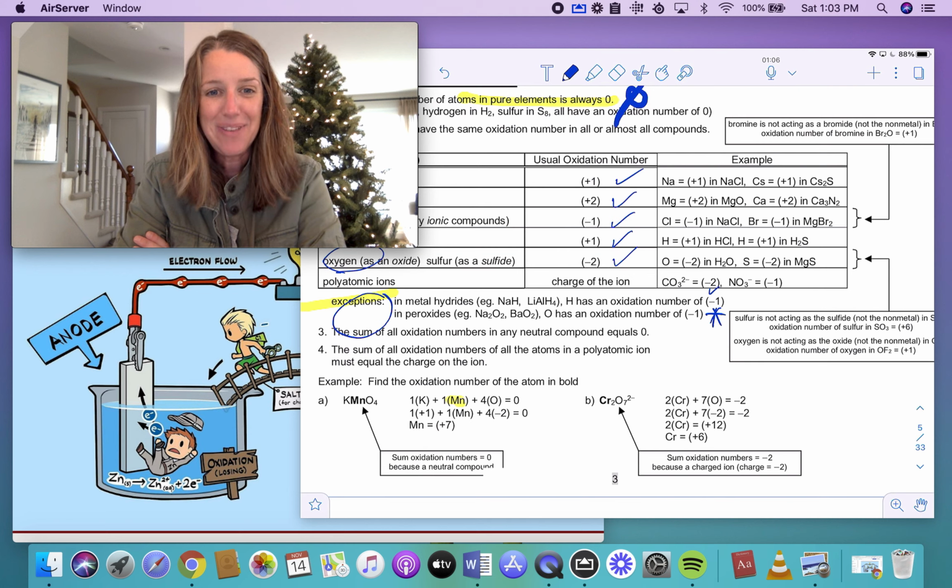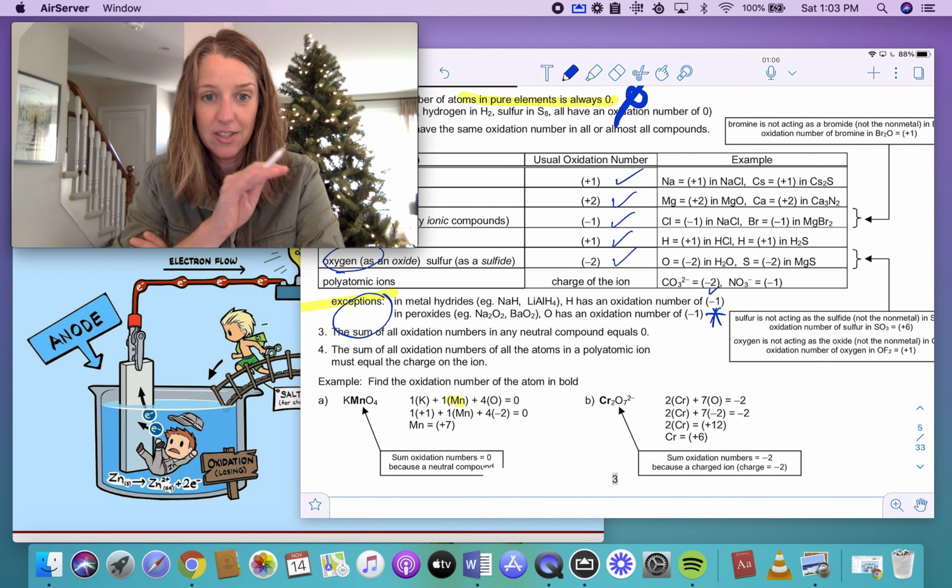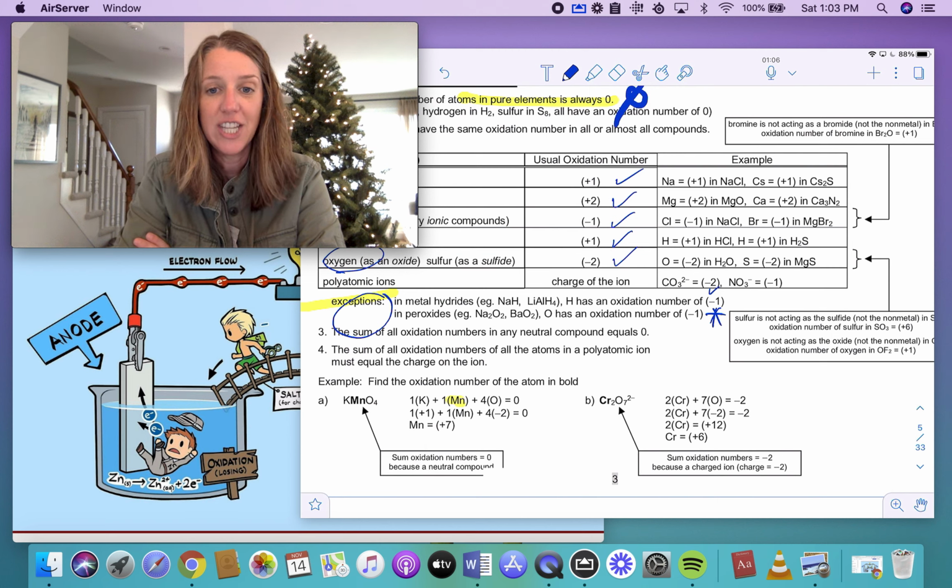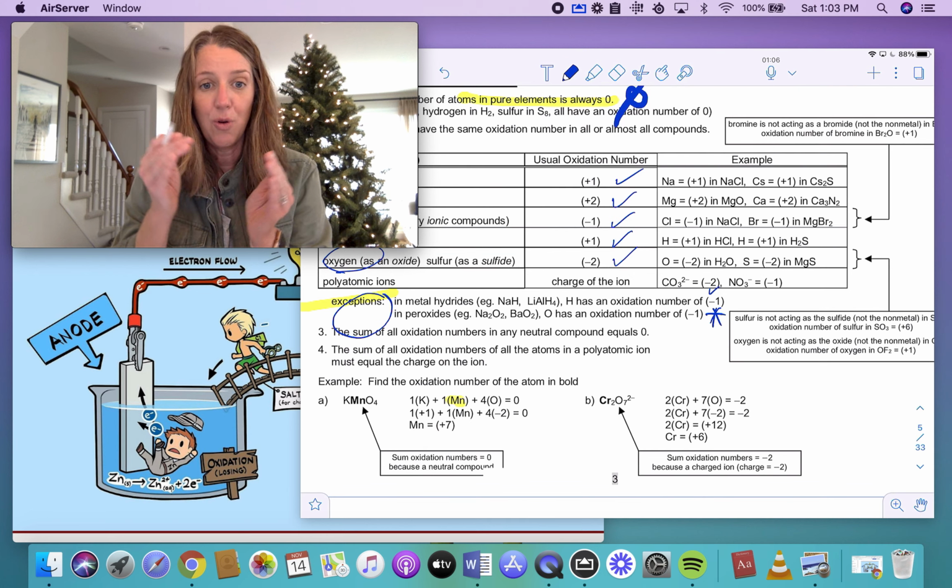Okay, number 3, the sum of all the oxidation numbers in a neutral compound equals 0. However, the sum of all oxidation numbers of all the atoms in a polyatomic ion is obviously going to be equal to the charge of the polyatomic ion. So that group of atoms has an overall charge.